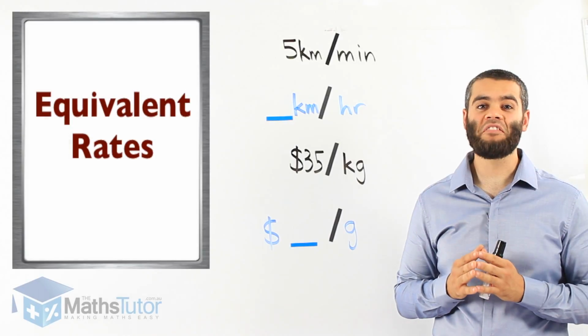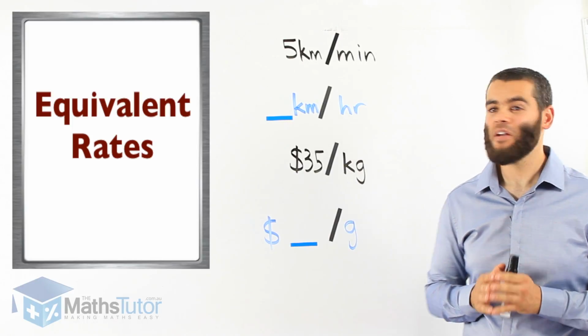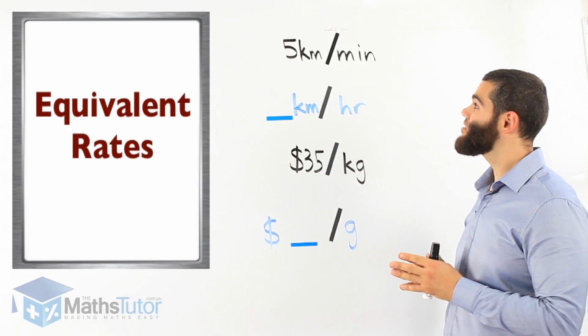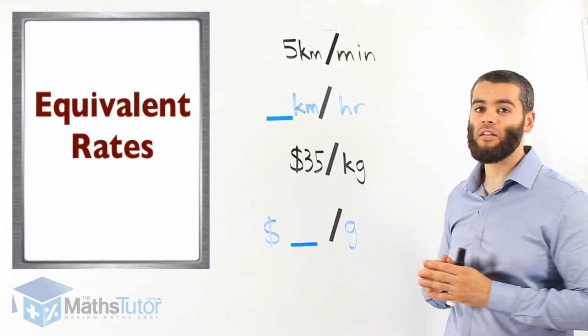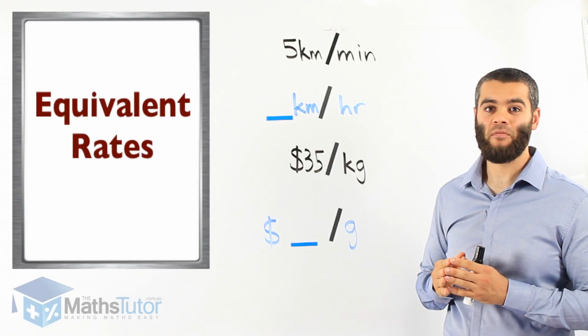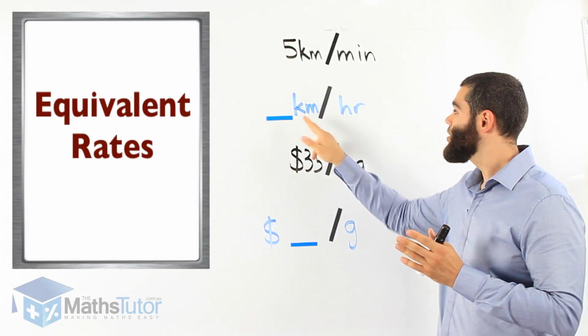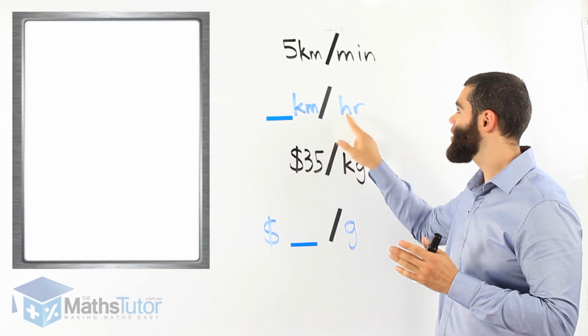I'm going to help you understand how to find equivalent rates. Let's get started. The first example says we have 5 kilometers every minute. We would like to know how many kilometers every hour.